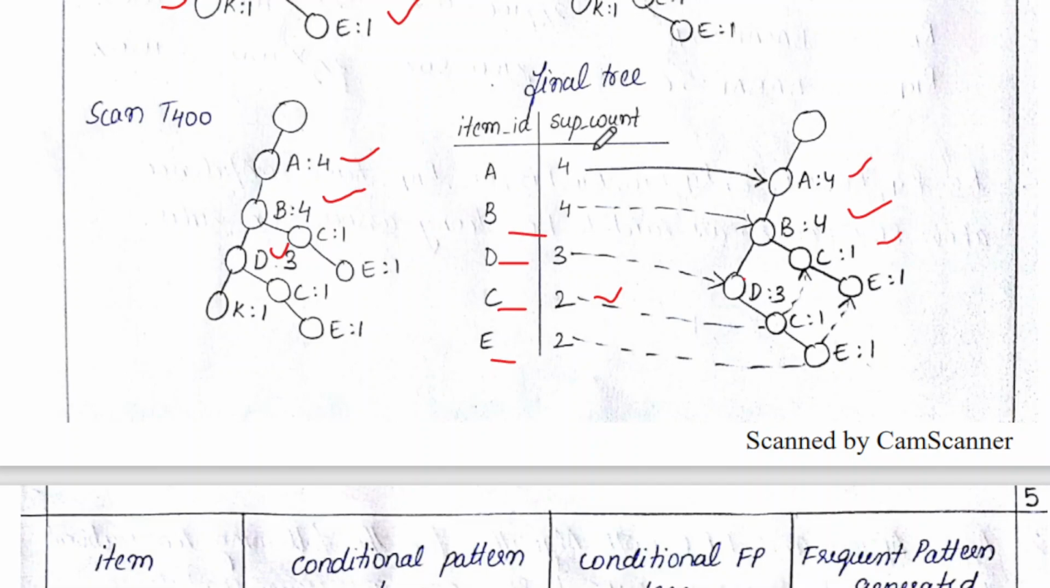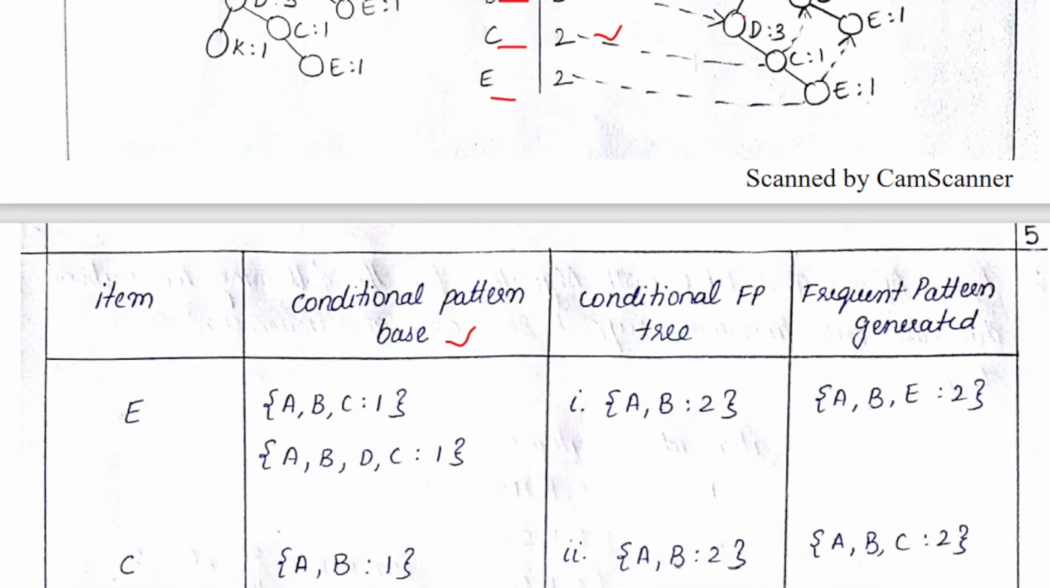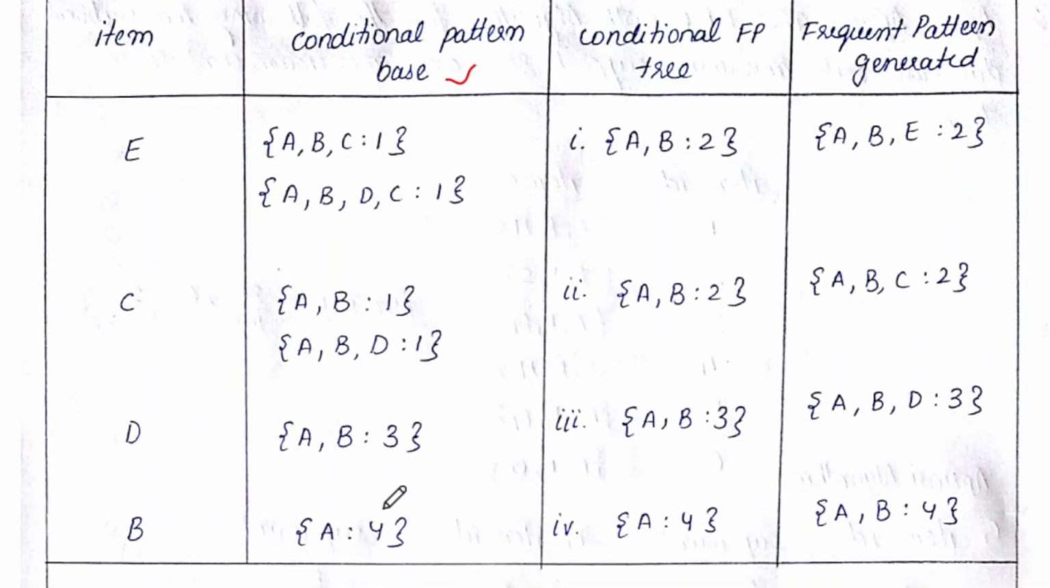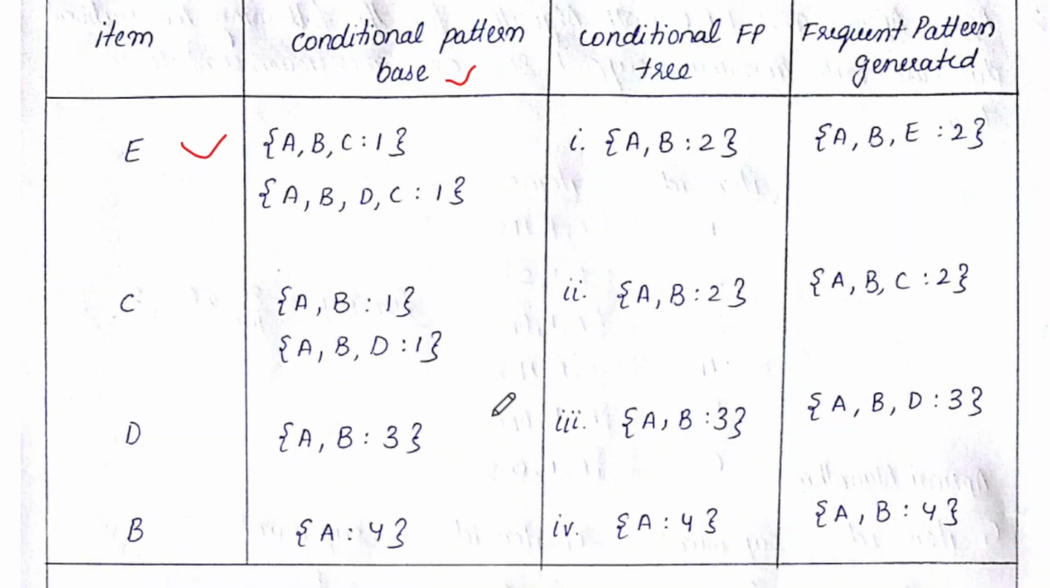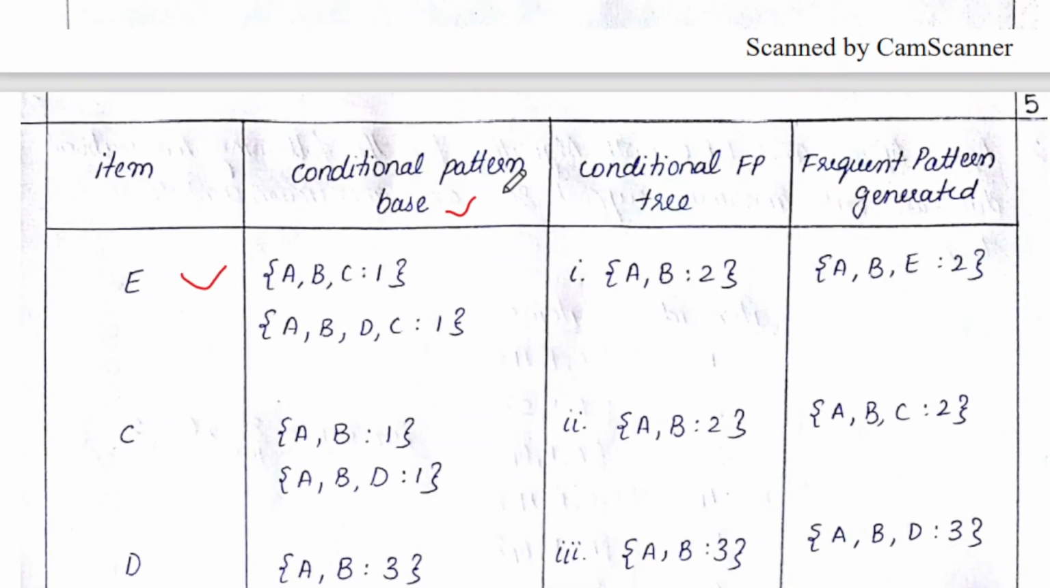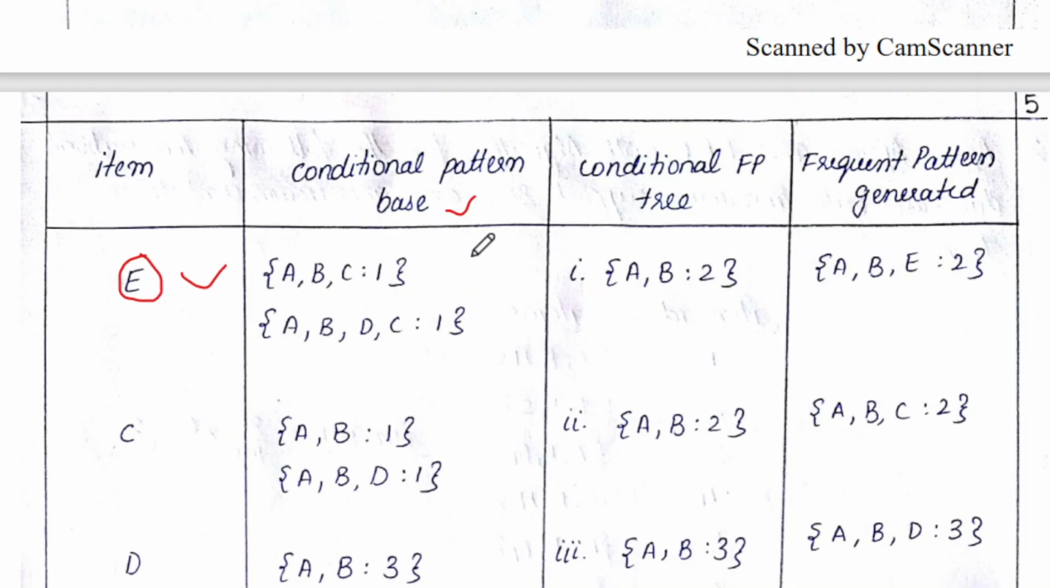Why? Because A is at the topmost in the list, we will not specify that A node. And see here how to write the conditional pattern base. For the frequent item E, first I have to write the first column, the conditional pattern base. How many paths are there for the item node E? That many paths will be written for the conditional pattern base.